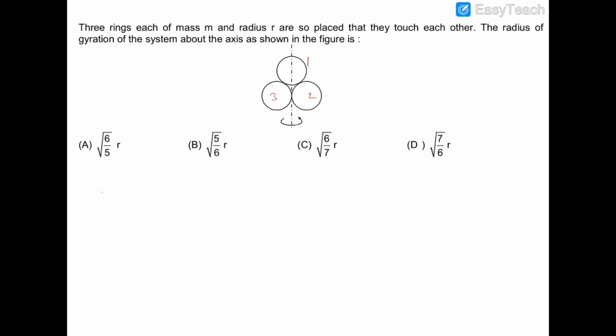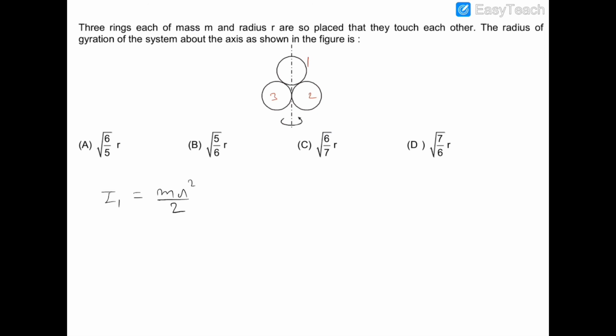So the moment of inertia of 1 about this axis is mr square by 4, because we know that this axis is lying in the plane of the ring, as well as this is passing through the center of mass of the ring. So the moment of inertia of this ring about this axis can be calculated by perpendicular axis theorem. So it is mr square by 2 in fact. Okay, so this is a ring. Now let us calculate the moment of inertia of ring 2 and 3 about this axis.